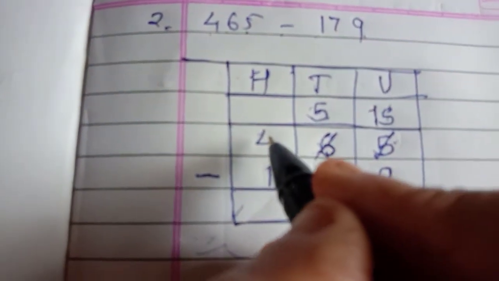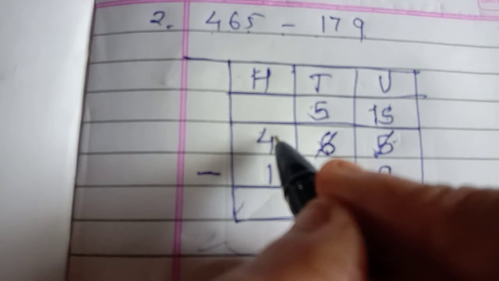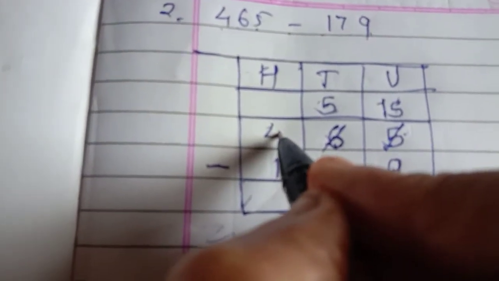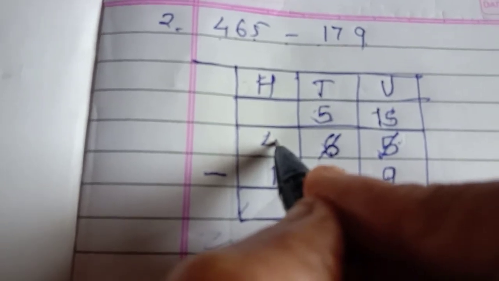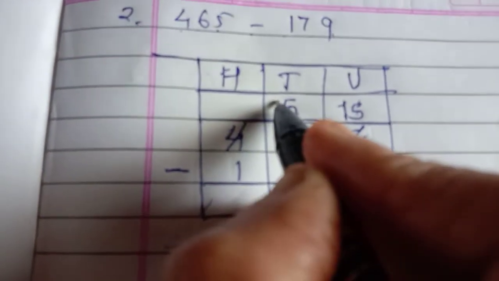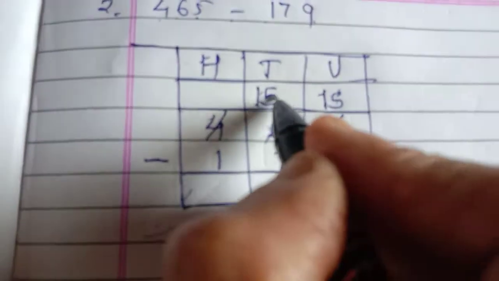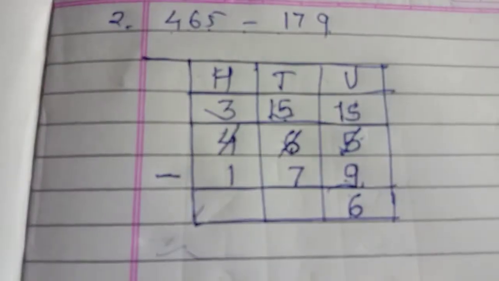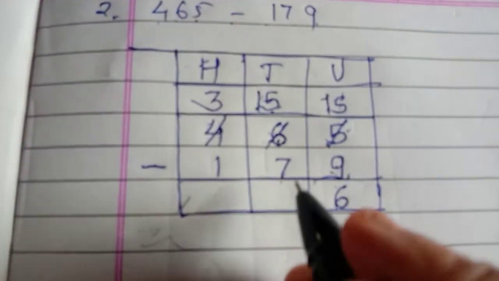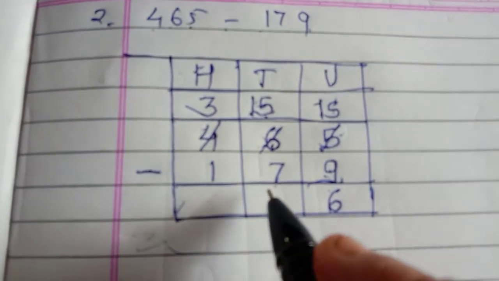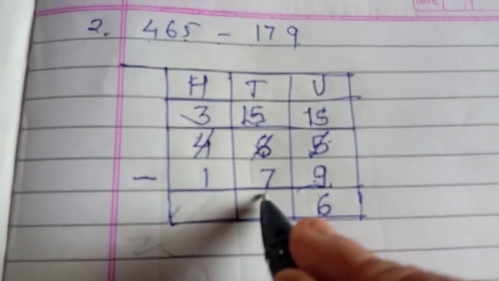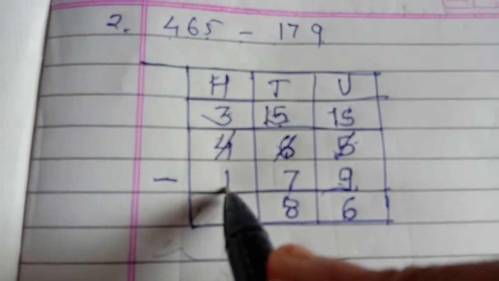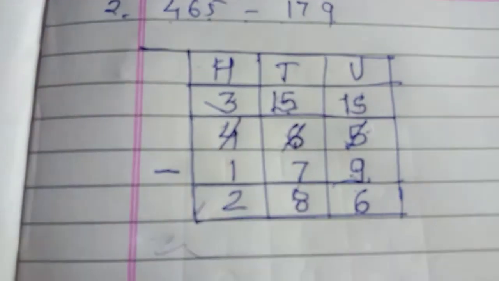You can take 100 from the, there is 400 here. However, we have 400, of which we can borrow 100 here. 100 means 10 tens. 10 plus 5, that is 15. Okay, so here is 3 tens. So 15 minus 7, what? 8. Okay, now 3 minus 1, that is 2.